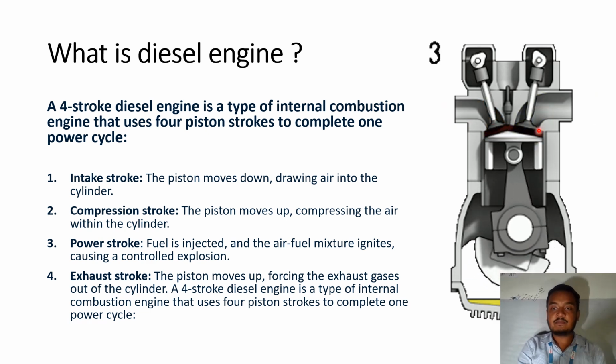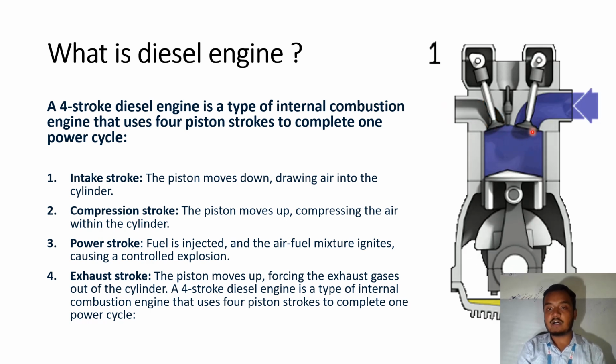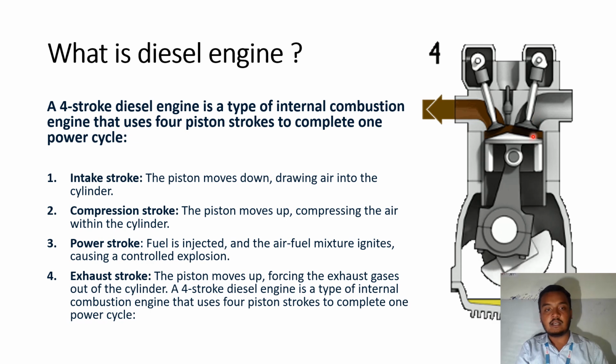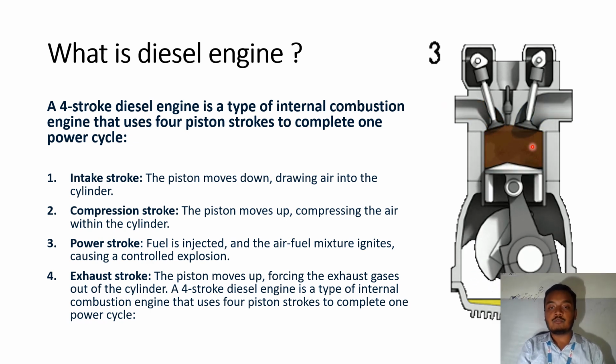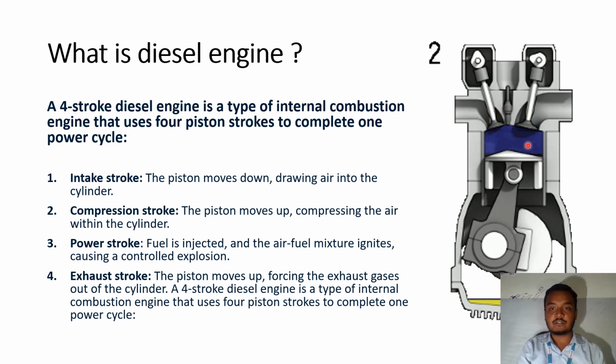As you can see in this visual description, when the piston moves downward, the air comes inside the cylinder, and then occurs the compression stroke. When the piston moves upward, compressing the air within the cylinder, this stroke is known as compression stroke.